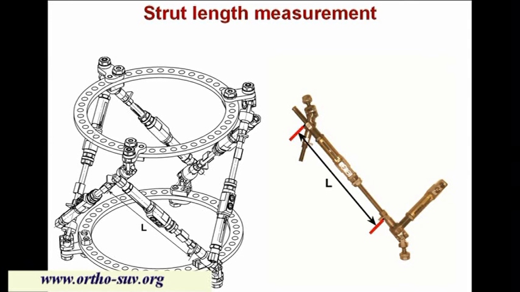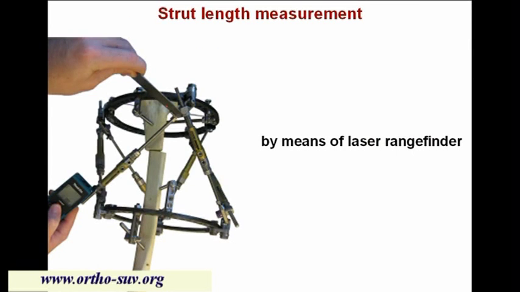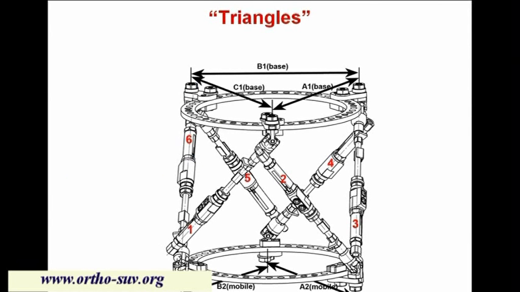Usually we measure the distance with a tape ruler, but we can also use a laser range finder. We measure the sides of triangles between the centers of nuts that fix the joints of the strut to the plates or rings in the following way. Side A1 is between joint number 1 and joint number 3 bolt. Side B1 is between joint number 3 and joint number 5.